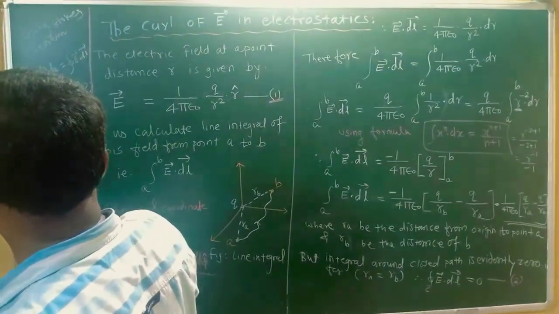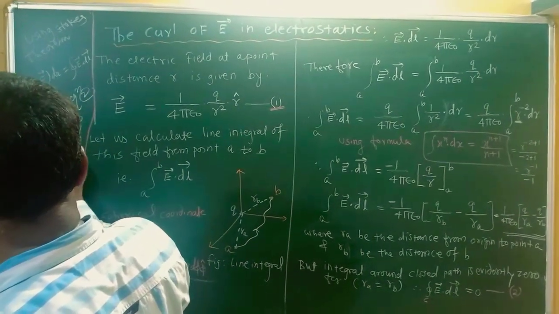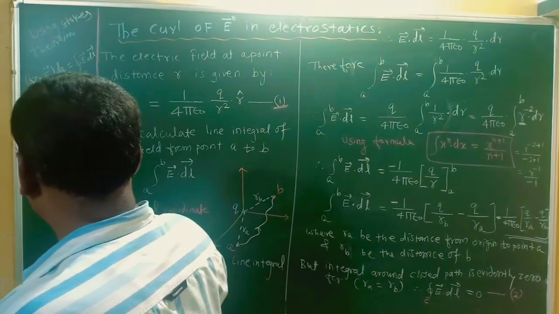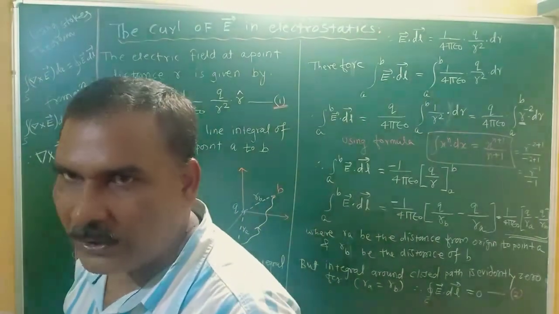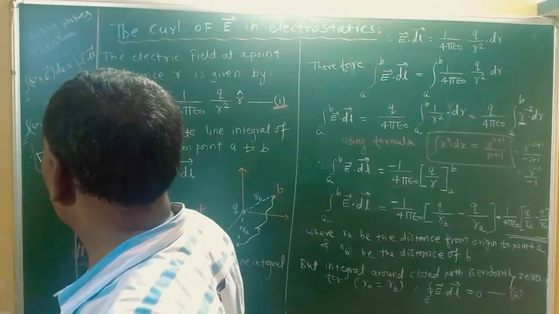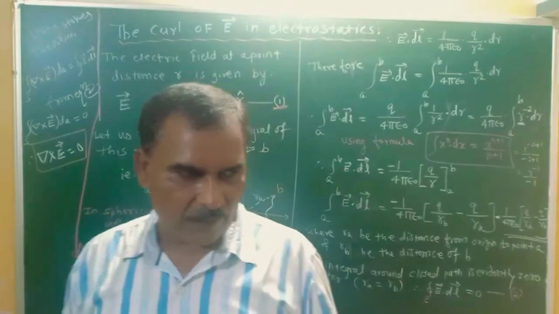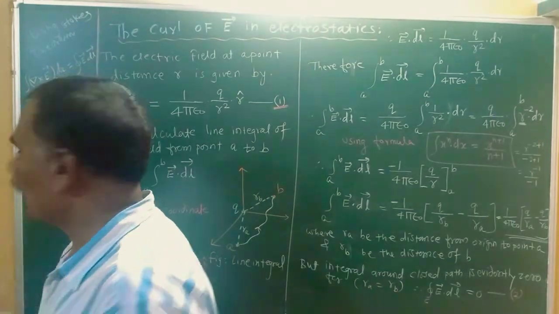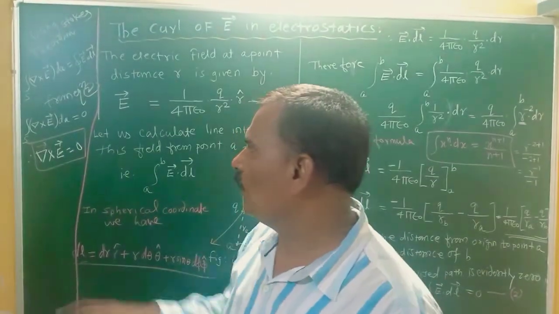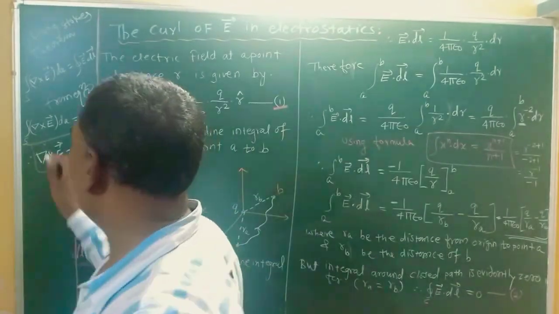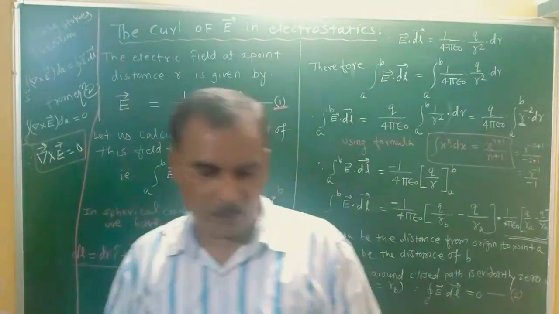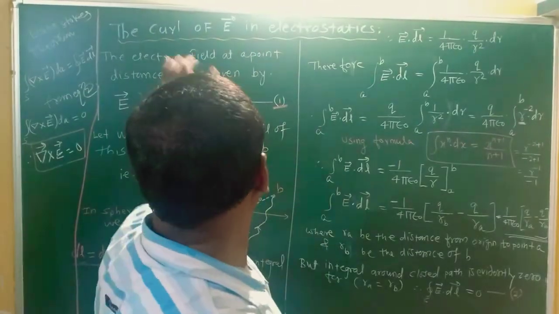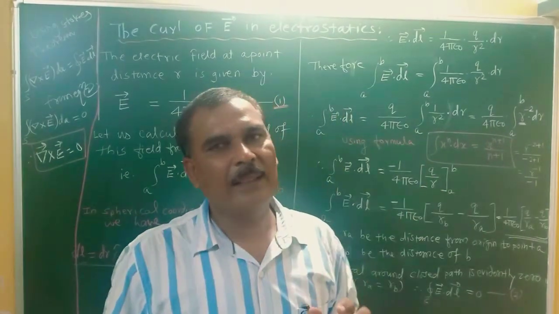Therefore, curl of E bar is equal to 0. Curl of E bar is equal to 0. This is the symbol for curl. That is, curl of E bar is equal to 0. A very important equation we have derived here. Curl of E bar is equal to 0. And this is the curl of E in electrostatics.